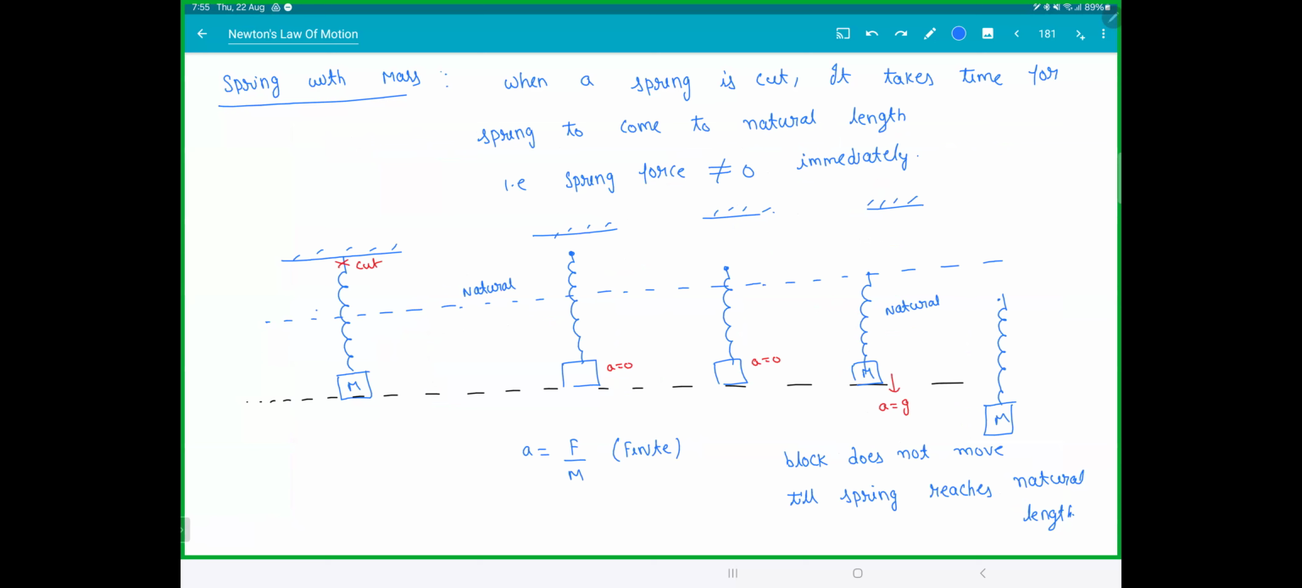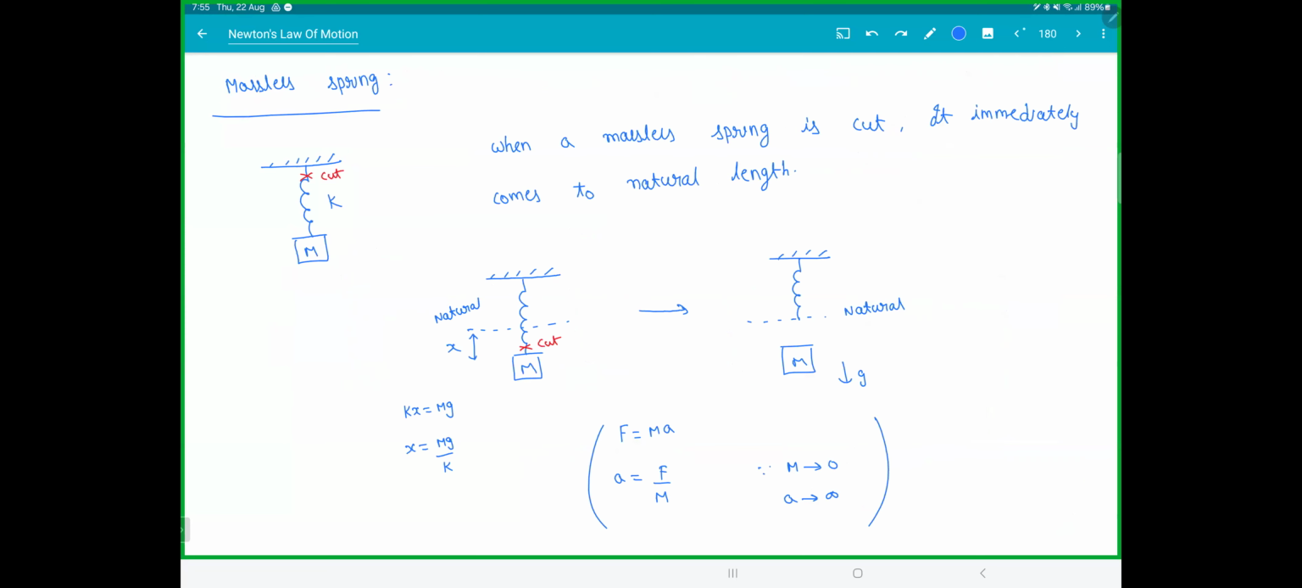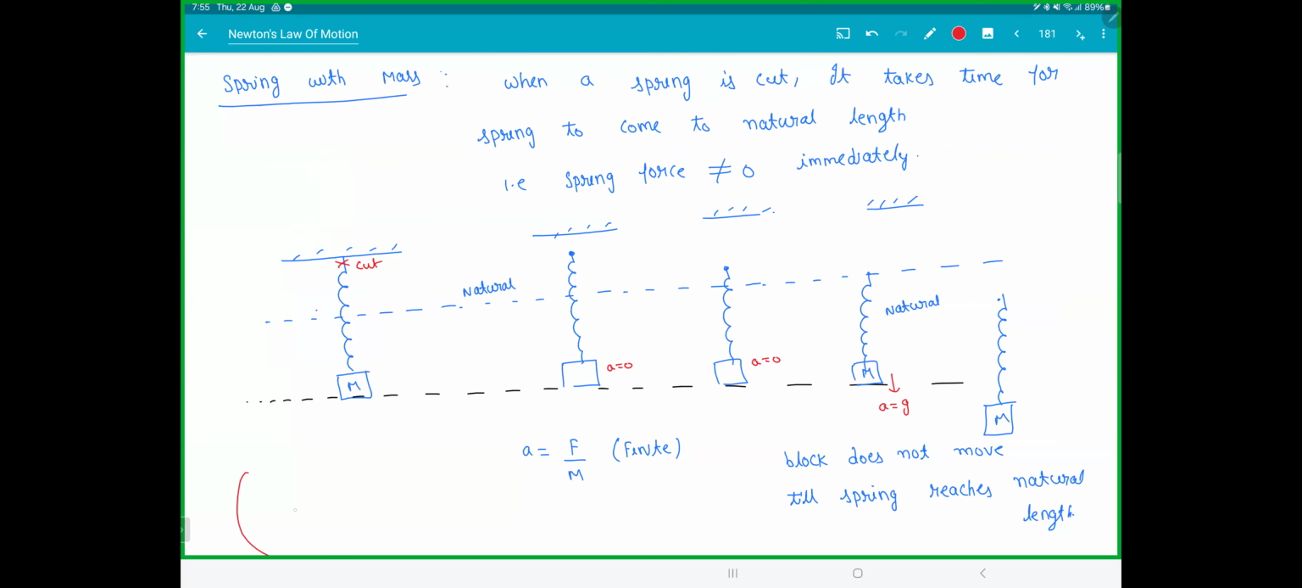What is the difference between a string and a spring? Generally, unless mentioned, we'll always take massless springs. So keep that in mind. We always assume massless springs unless mass is mentioned. They should mention it, at least in problem solving. If springs have mass, you can't solve it easily. So this is one concept of springs.